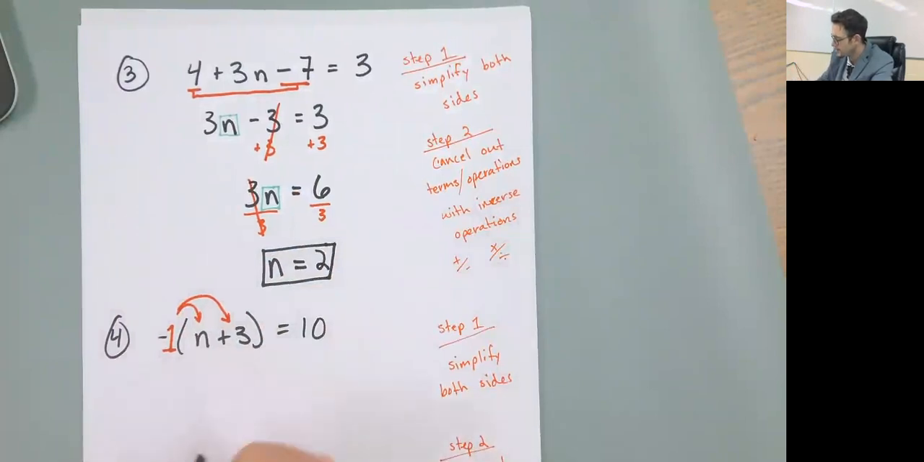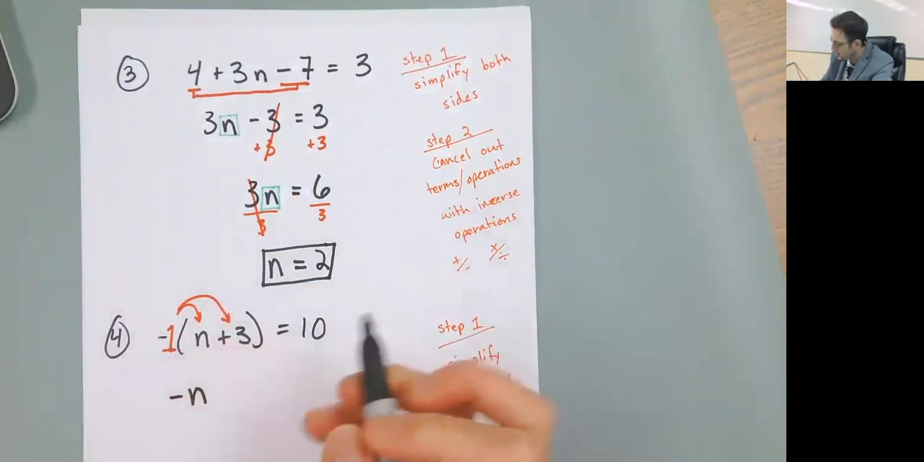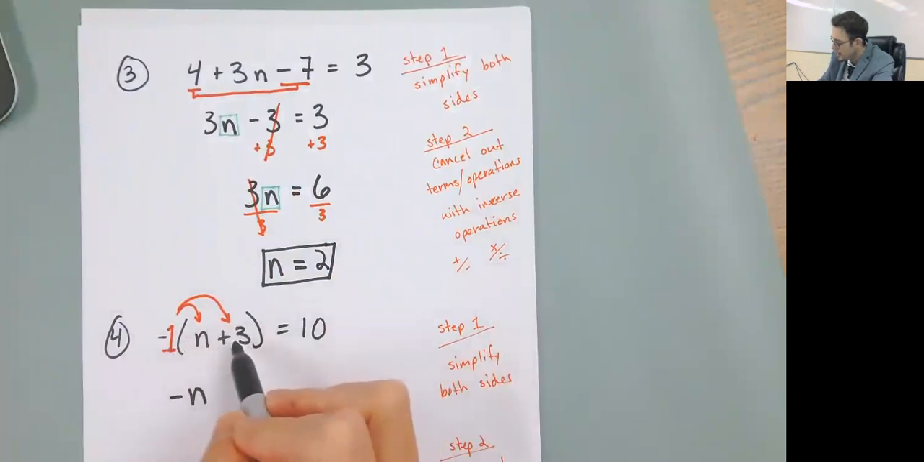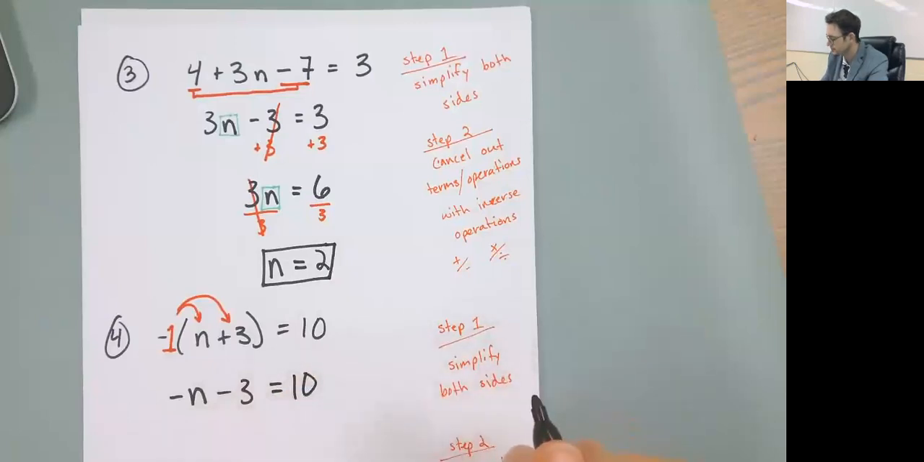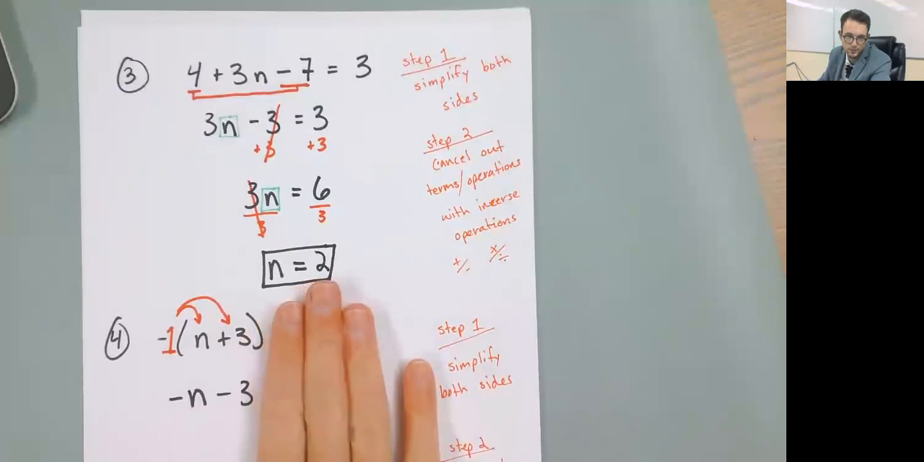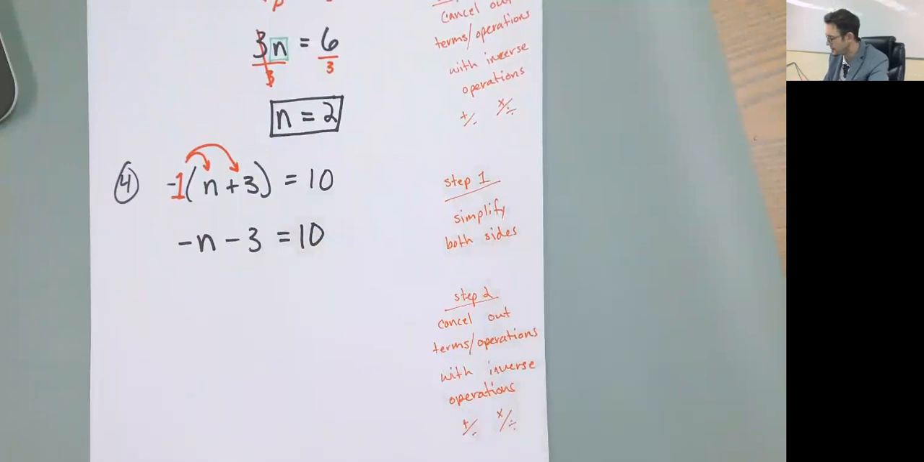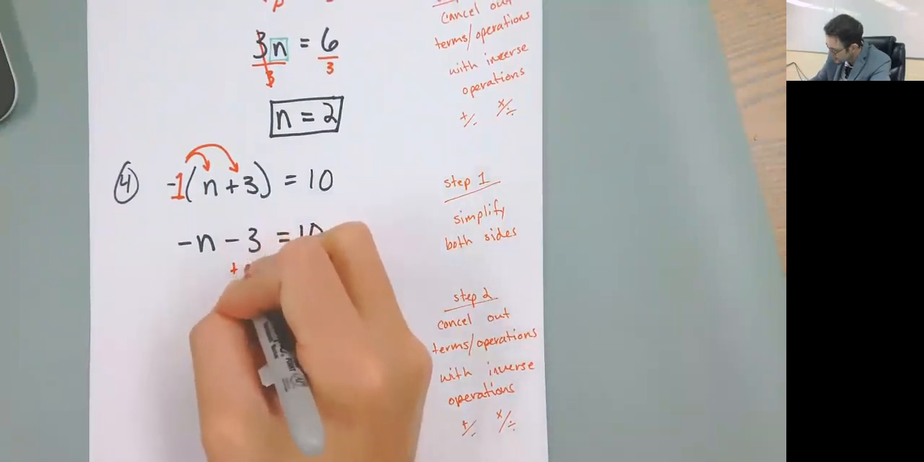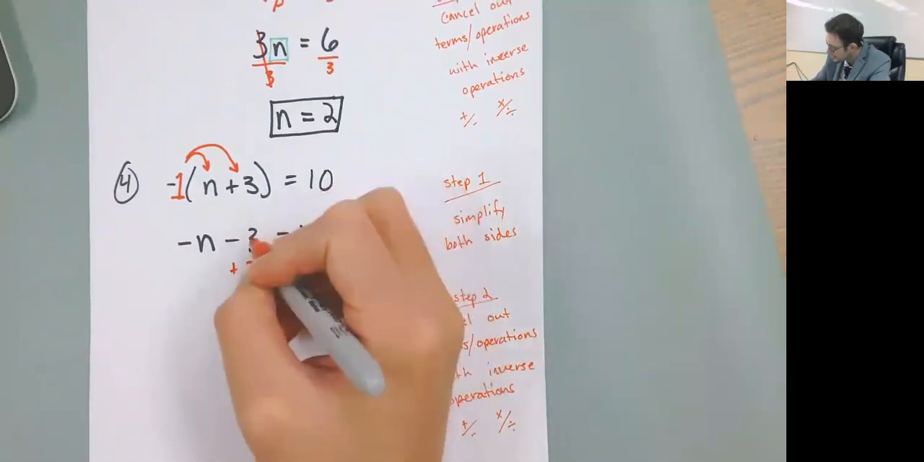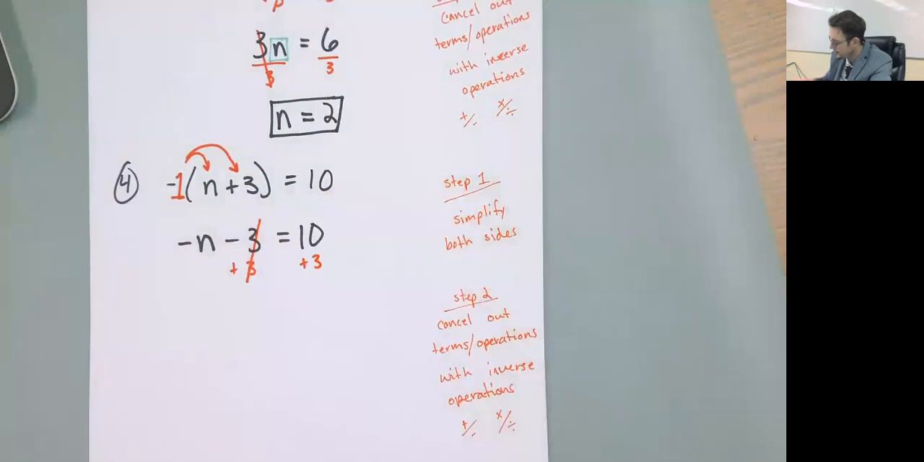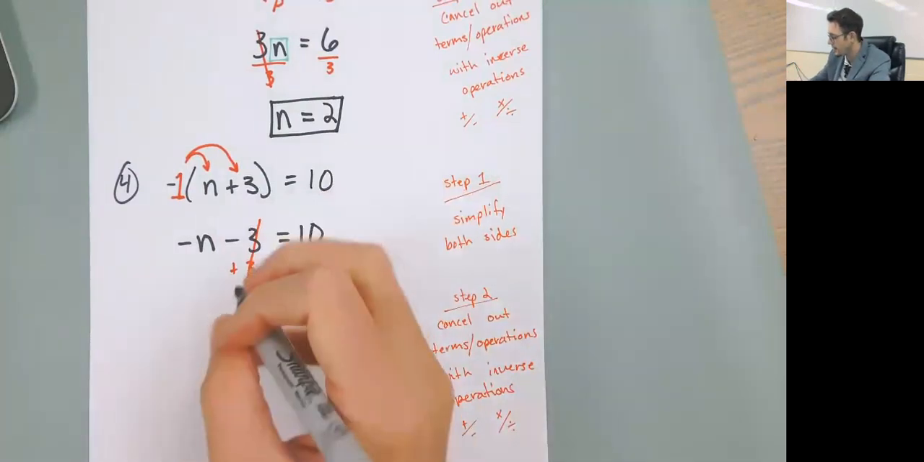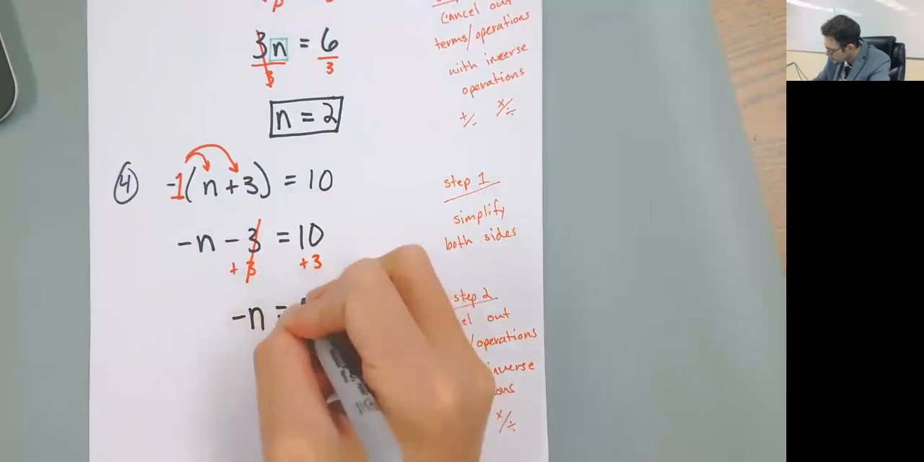So -1 times n is -n. -1 times +3 is -3. That equals 10. All right. Simplified now. And 10 is definitely simplified. All right, so let's cancel out subtraction with addition. What you do to one side, you do to the other side. So that's canceled out now. So now we just have -n equals 13.